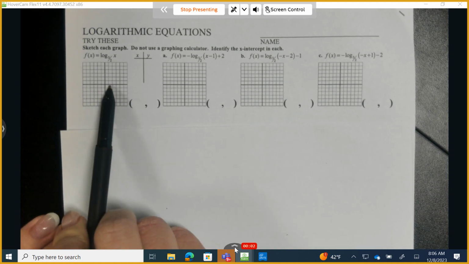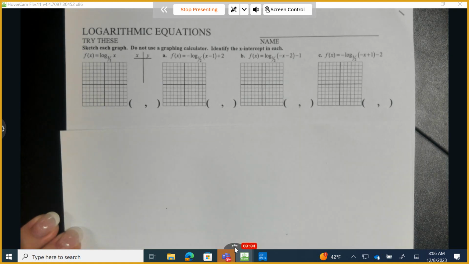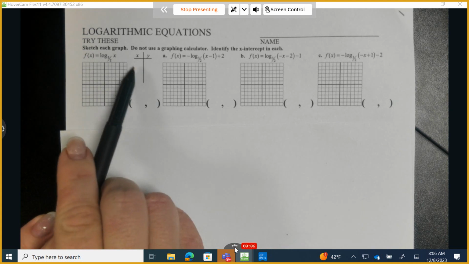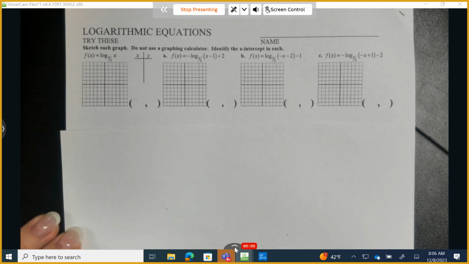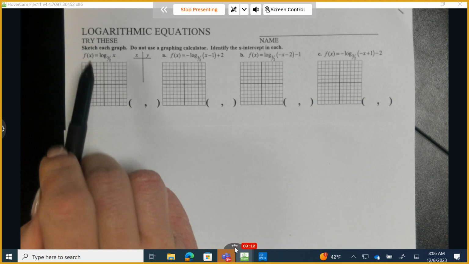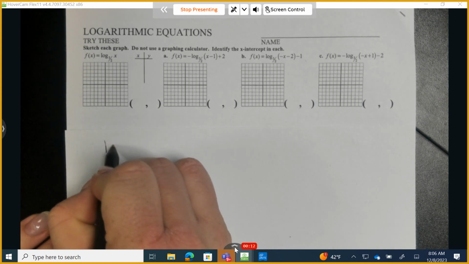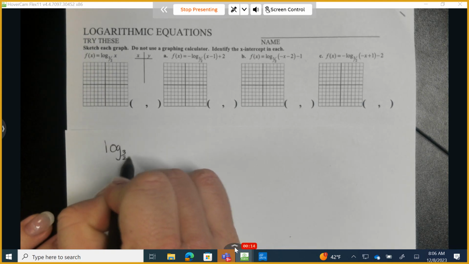We're going to graph the parent function and then A, B, C, and D. Let's start by coming up with values that are reflective of this function. So I'm going to first rewrite this. I'd like you guys to do the same. We're going to write log base 3/2 of x.